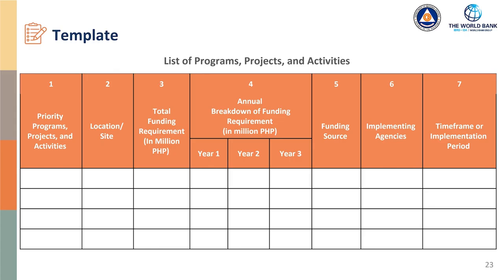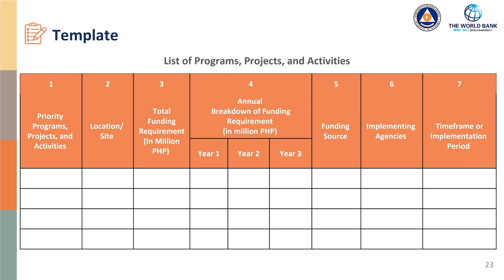So the table will also contain the annual breakdown of funding requirement. For example, a project will be implemented for a period of 3 years, so you have to disaggregate the requirements by the first year, second year, or the third year, so that you'll be able to determine how much will be required for each of the years it will be implemented. And then you have the funding source that was discussed earlier. We mentioned government-owned or controlled corporations, local government units, development partners, national government agencies, NDRRM fund, or even the private sector. A new information that will be contained in this table will be the implementing agencies.